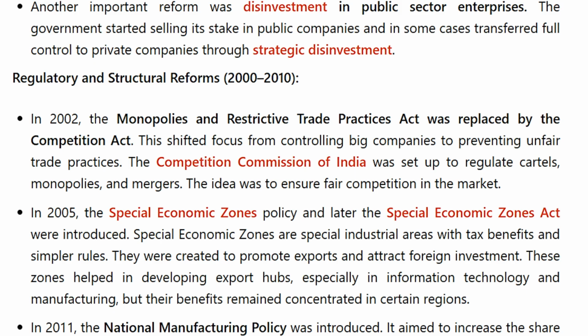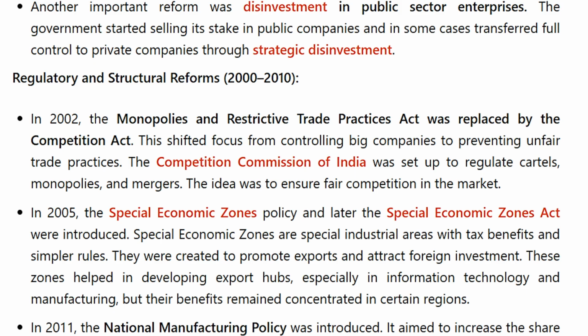This shifted focus from controlling big companies to preventing unfair trade practices. The Competition Commission of India was set up to regulate cartels, monopolies, and mergers. The idea was to ensure fair competition in the market.